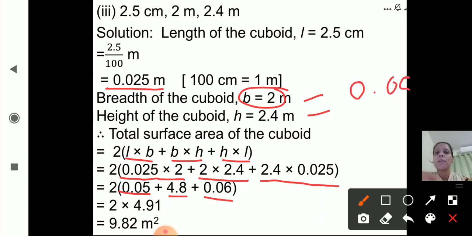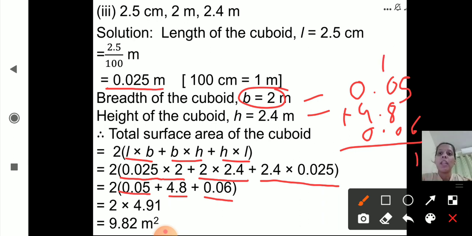0.05 plus 4.8, one below the other with decimal points aligned, 0.06. Now we'll add this. Here it is 6 plus 5, 11, 1 here, 1 carrying, 8 plus 1, 9, and here it is 4. So what is the answer? 4.91. See here, 4.91. Now we will multiply this by 2.